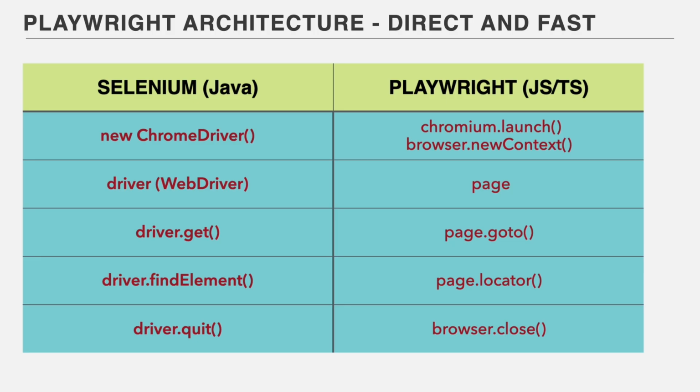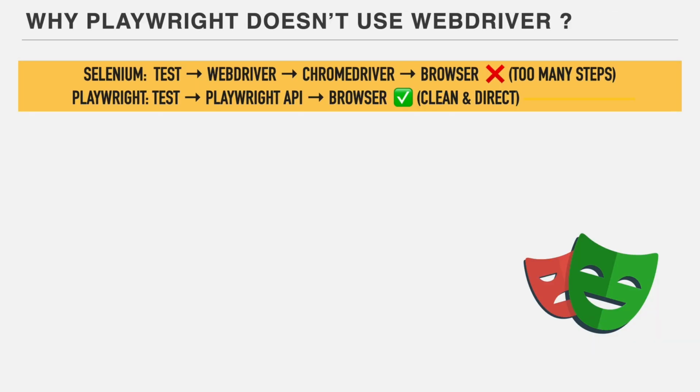So why doesn't Playwright use WebDriver at all? Let's look at the difference right here. In Selenium, your test goes through WebDriver, then ChromeDriver, and then finally reaches the browser. There's three steps to talk to the browser. More steps means more chances for things to break. Playwright cuts all of that. Your test talks directly to the Playwright API and straight to the browser. Clean, direct, no unnecessary layer in between.